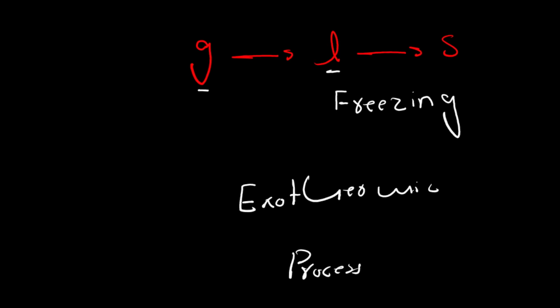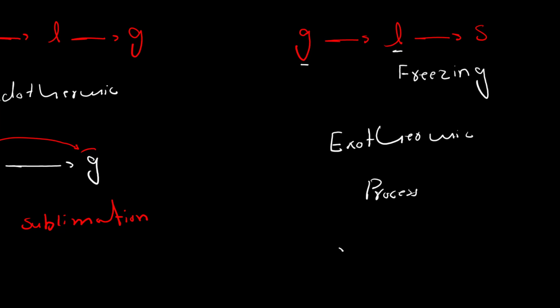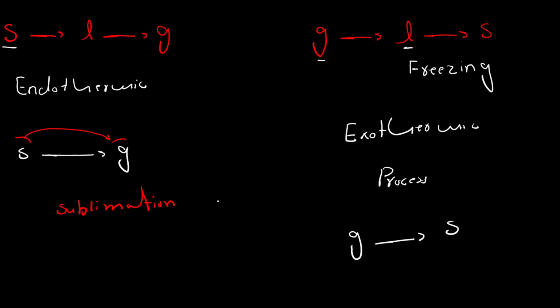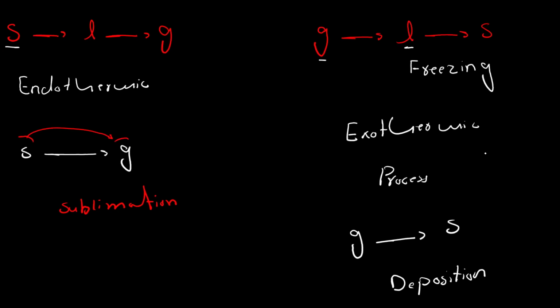And when a gas is directly converted to a solid, look at this here: the solid directly converted to gas, and in this form the gas is directly converted to solid. The process in which a gas is directly converted to a solid is called the deposition process. This is called the deposition process.